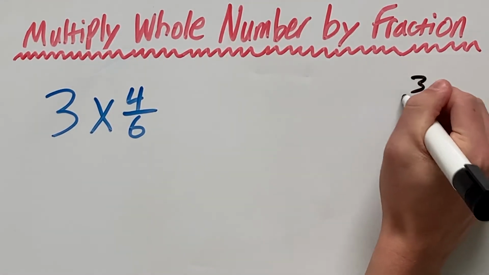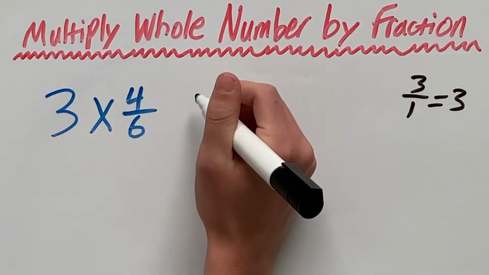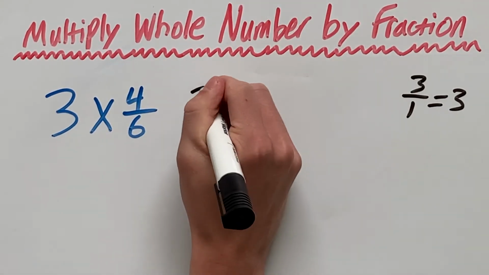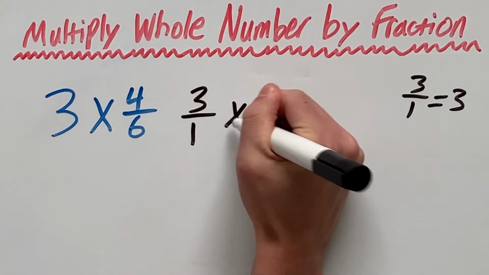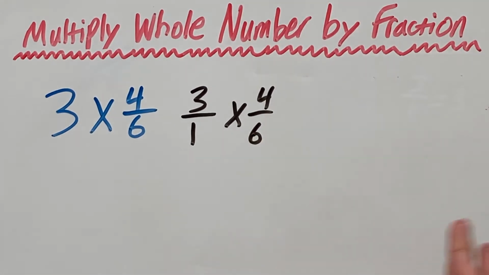rewritten as 3 over 1, because 3 over 1 is the same thing as 3. So if we rewrite our problem with 3 as 3 over 1, we get 3 over 1 times 4 over 6. Now, we're dealing with a fraction problem where we're multiplying a fraction by a fraction, which should look a lot easier to solve. Now that we have this, all we have to do is multiply across.